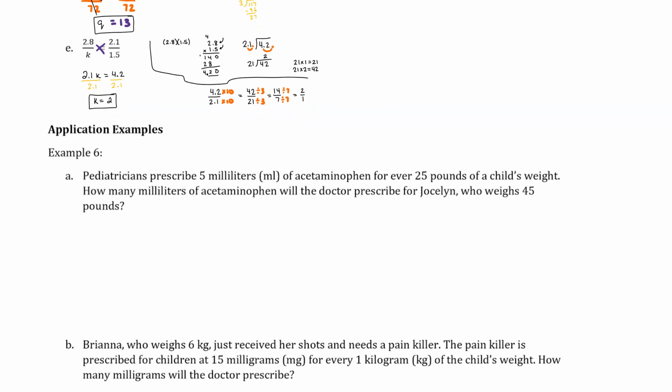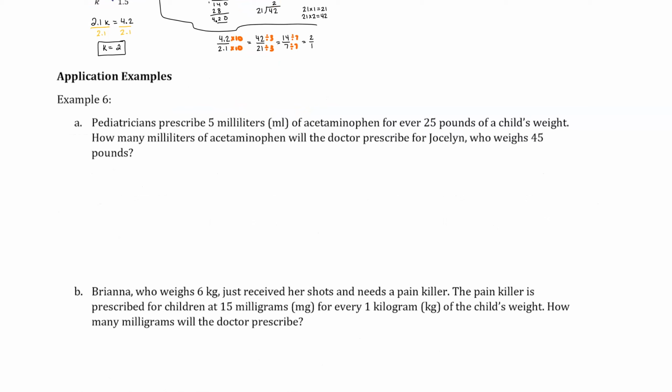Okay, so let's try 2 applications. Pediatricians prescribe 5 milliliters of acetaminophen for every 25 pounds of a child's weight. How many milliliters of acetaminophen will the doctor prescribe for Jocelyn, who weighs 45 pounds? So I know, let's do milliliters on top and weight on bottom as my ratios. So I have 5 milliliters for every 25 pounds.